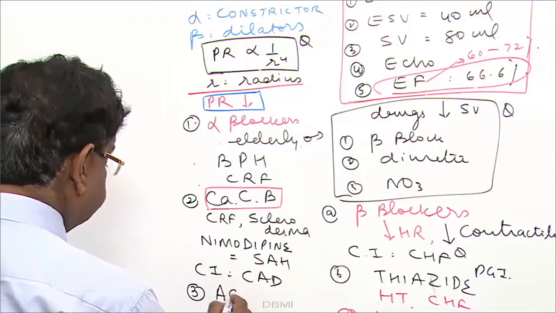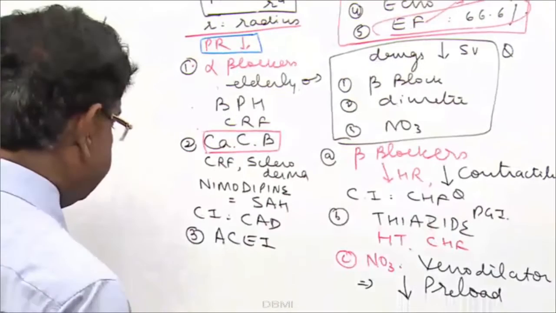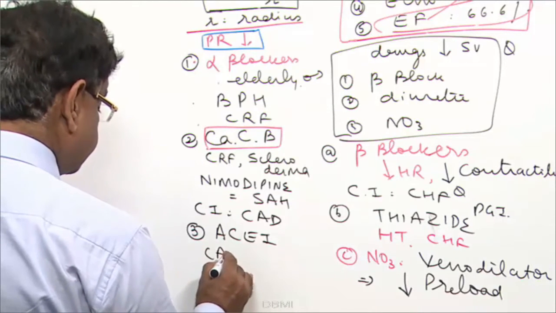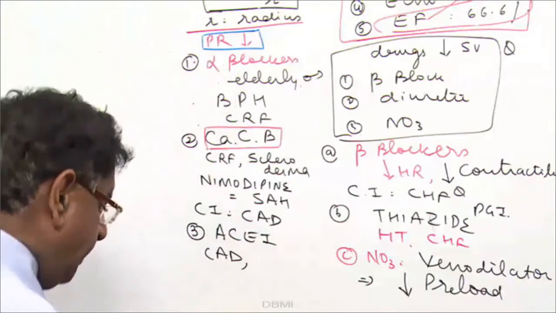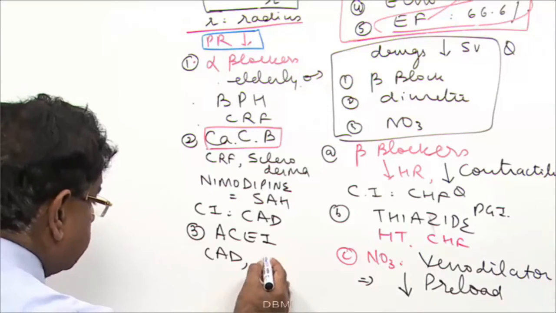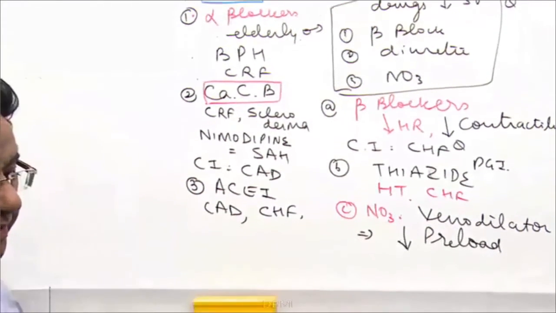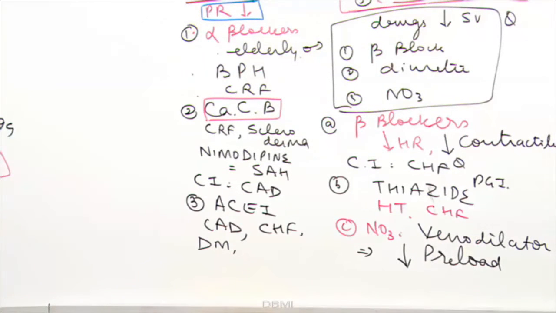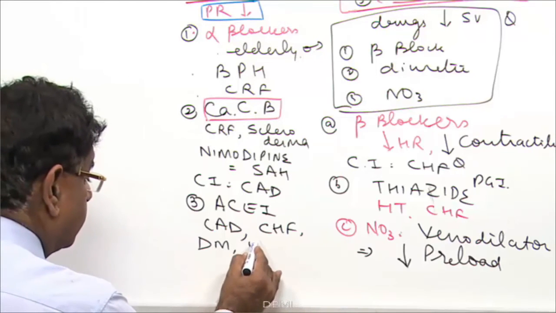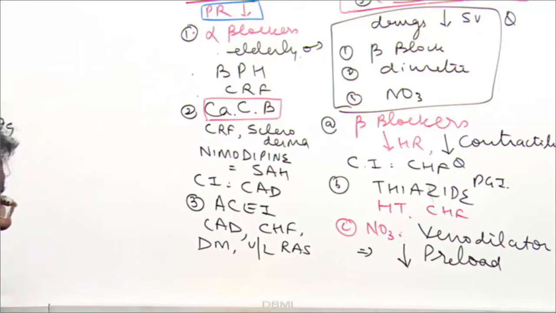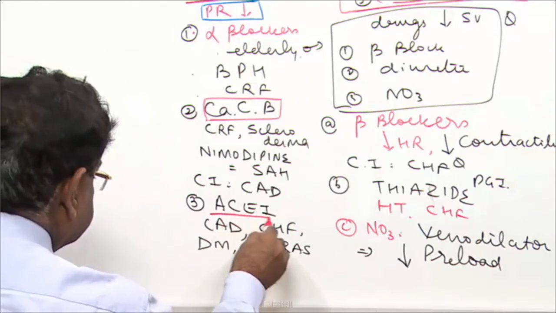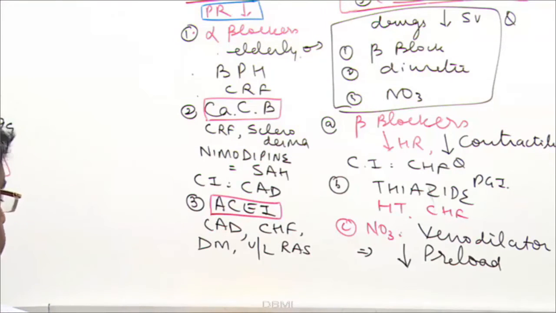The third drug class is ACE inhibitors. They are specially used for hypertension with CAD, hypertension with congestive heart failure, hypertension with diabetes, and they are used in unilateral renal artery stenosis. These are some of the conditions where we are using these drugs: coronary artery disease, congestive heart failure, diabetes, and unilateral renal artery stenosis.